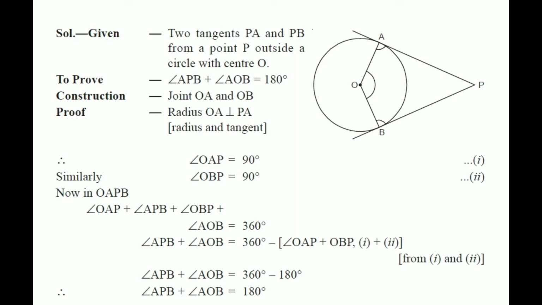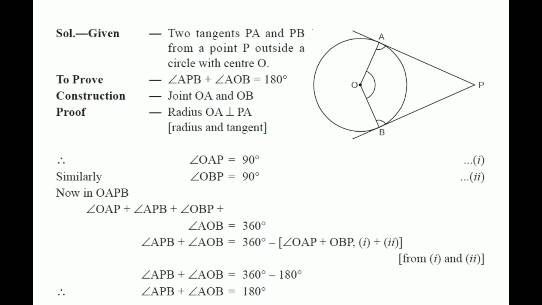This is our question. To solve this sum, we will use the concept that a tangent line makes an angle of 90 degrees with the radius of the circle. Means in the given figure, angle A is 90 degrees, angle B is also 90 degrees because AP is a tangent and BP is also a tangent. Now let us see the proof of this question. Radius OA is perpendicular to PA as discussed earlier. Therefore, angle OAP is equal to 90 degrees. Similarly, angle OBP is also 90 degrees.